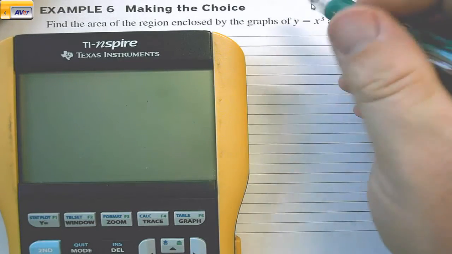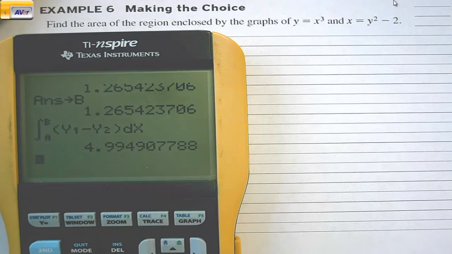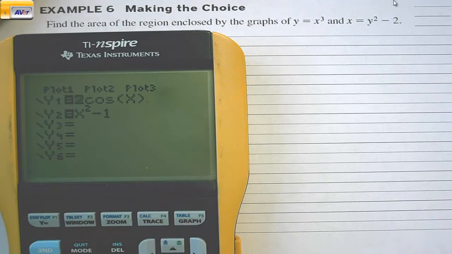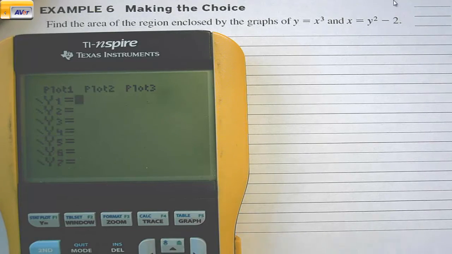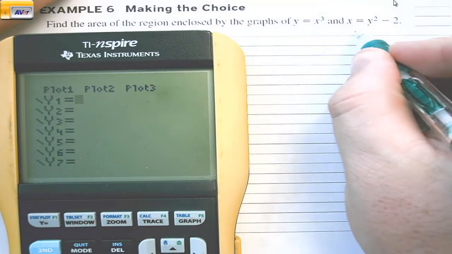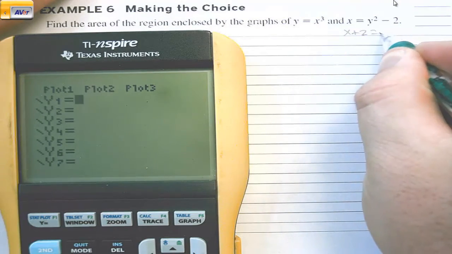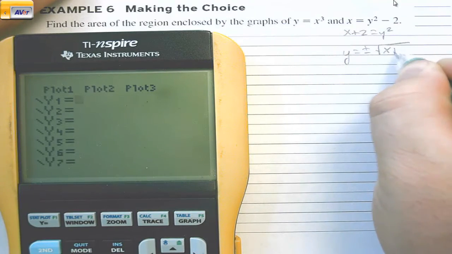In example 6, we get to make the choice whether we want to integrate with respect to y or we want to integrate with respect to x. So let's graph it and then we'll make our decision. So let's turn the calculator on. We'll clear what we did before. Let's go to y equals. I'll clear these out. Clear that out. And let's get these to say y equals. That one's already good. But this one is x plus 2 equals y squared. So y equals plus or minus the square root of x plus 2.